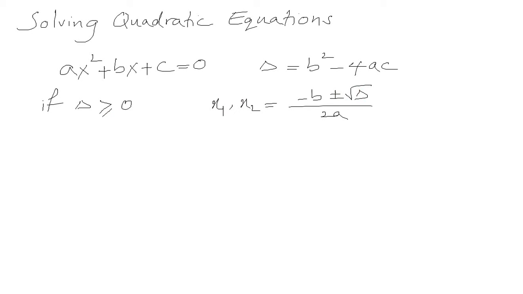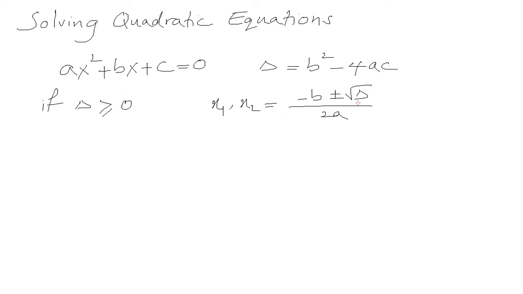So if you look at this formula, you can see that this formula only works if delta is something non-negative, because if delta is something negative, then radical delta is not a real number. And actually, if your delta is something negative, then your quadratic equation has no real solution. But if your delta is something non-negative, then you can use this formula to get the solution or the solutions.